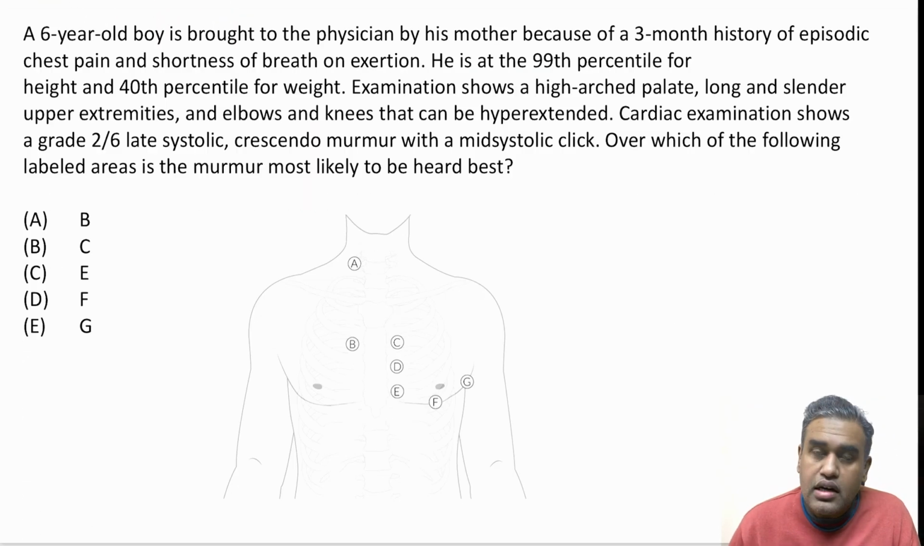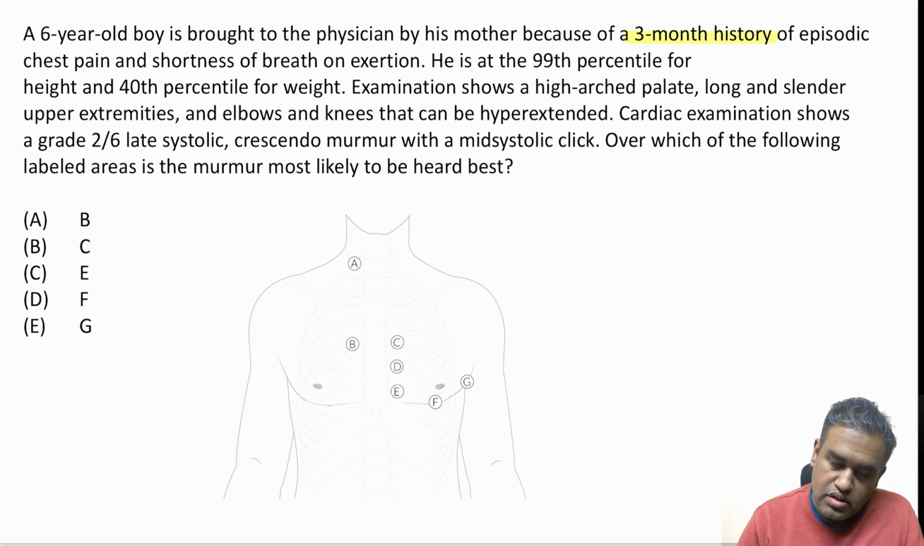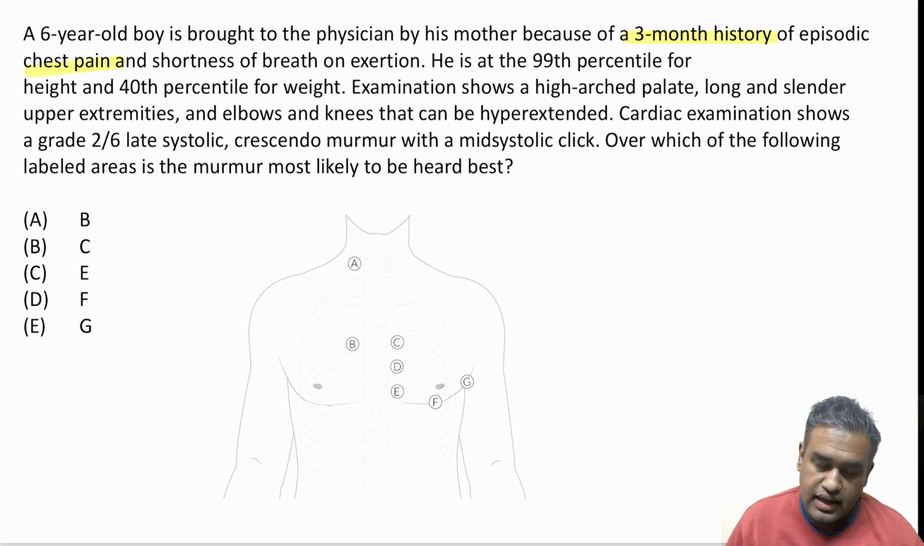Let's see this question. A 6-year-old boy is brought to the physician by his mother because of a 3-month history of episodic chest pain and shortness of breath on exertion. He is at 99th percentile for height, good height, but 40th percentile for the weight. Weight is on the lower side. Examination shows a high arched palate.